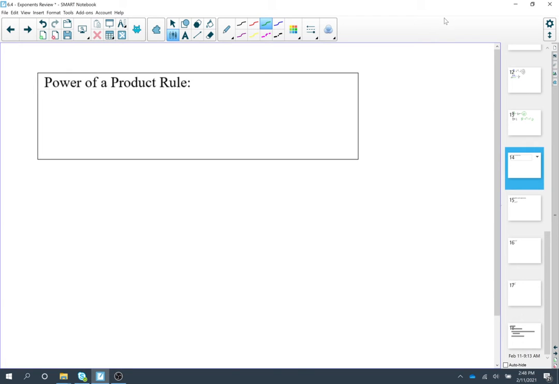Power of a product rule. So the power of a product rule says we're going to take x to the power of a, and we're going to raise that to the power of b. When we do this, you almost want to think of it as distributing that b into that a, which is going to give you x to the power of a times b. So this time you're actually multiplying the exponents together versus just your product rule, you're adding your exponents together.